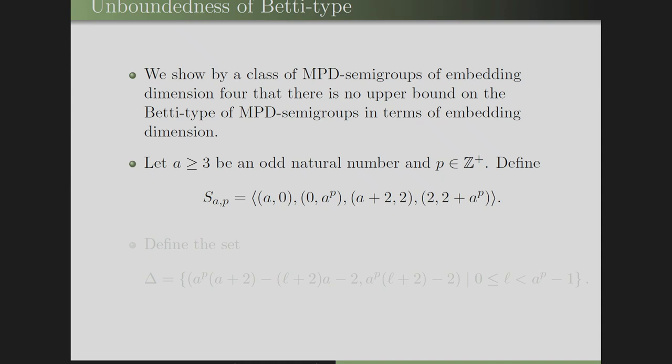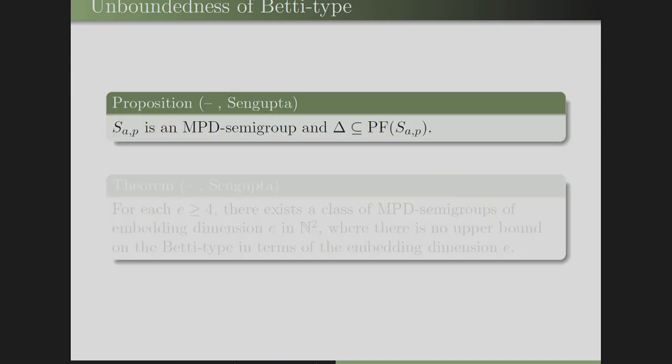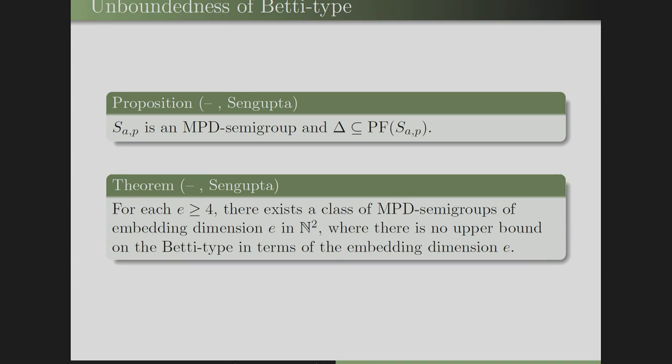So let a be greater than or equal to 3, an odd natural number, and let p be a positive integer. Define this semigroup S(a,p) generated by 4 elements, and define this set delta, whose cardinality depends on a and p. Then we prove that S(a,p) is an MPD semigroup, and this set delta is contained in the pseudo-Frobenius elements. And by the technique of gluing, we prove that for each e greater than or equal to 4, there exists a class of MPD semigroups of embedding dimension e in N^2, where there is no upper bound on the Betti type in terms of the embedding dimension e.